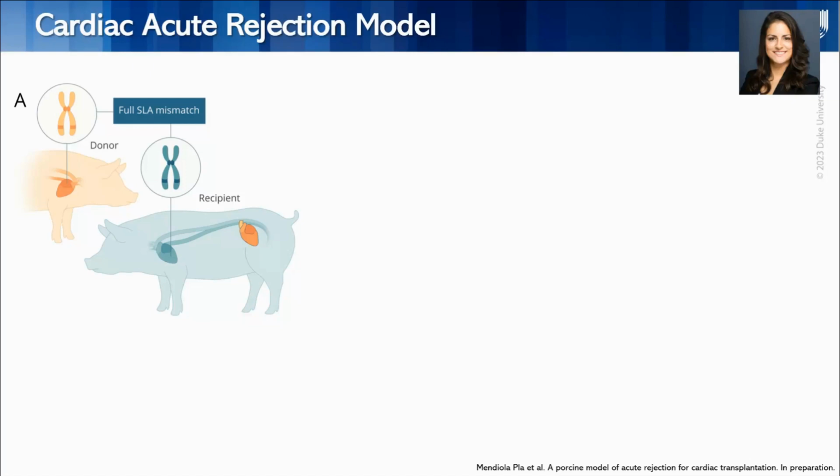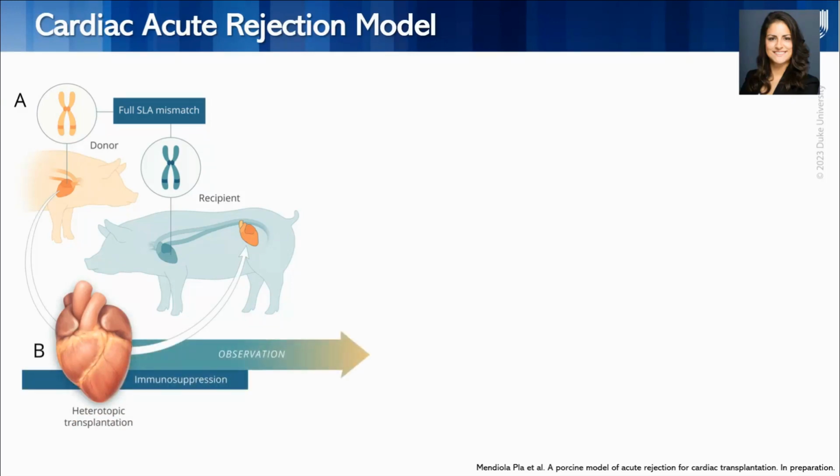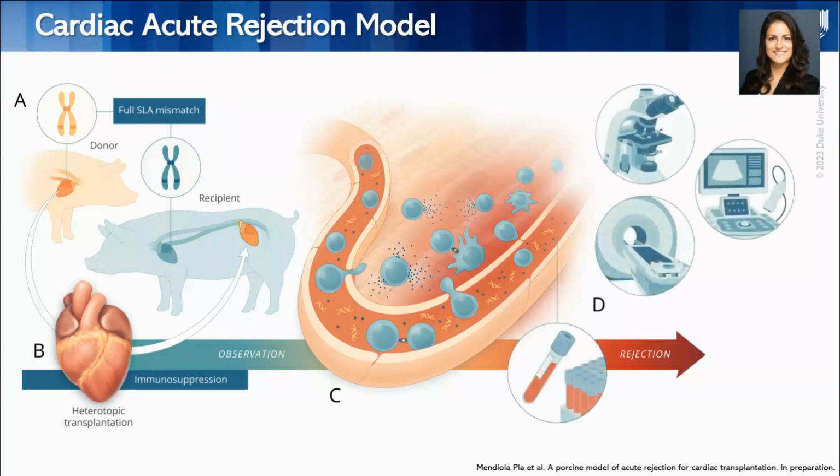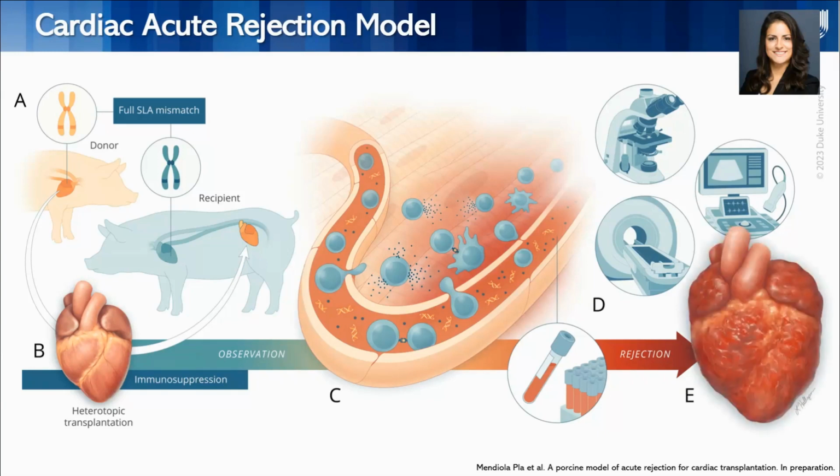What this model consists of is a Yucatan pig model of fully SLA mismatched animals, heterotopic heart transplantation, and then an immunosuppressive regimen of short term of 14 days, after which we remove the immunosuppression from the animal, and then we observe for the development of rejection. In many different ways, we acquire serial blood. We have imaging modalities of MRI and echocardiography, as well as histological evaluation. And we essentially are looking for the heart to change into this very, very distressed heart.